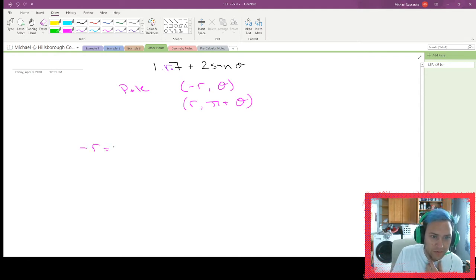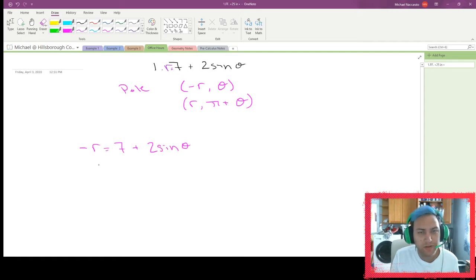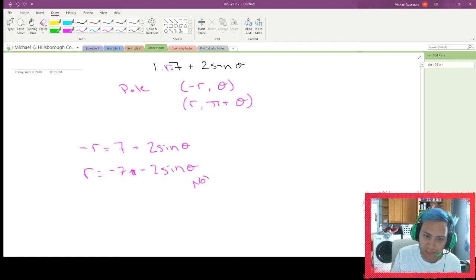So negative r equals 7 plus 2 sine of theta. Obviously, we know that's not going to be right. Exactly. Right. When I divide by that negative, I'm going to get negative 7 minus 2 sine of theta, and that's not the same. So nope, done. Right away, we can see that the first one's not going to work.